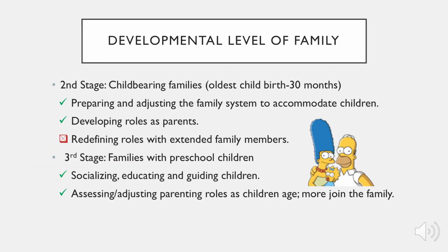Based on Duval's family development model, this family is in the second stage of family development. The family has surpassed the first stage, which is a married couple without children. This stage includes navigating how to live together and adjusting relationships with families and other social networks to include a partner. In the second stage, the family is considered a childbearing family with their oldest child between birth and 30 months old.